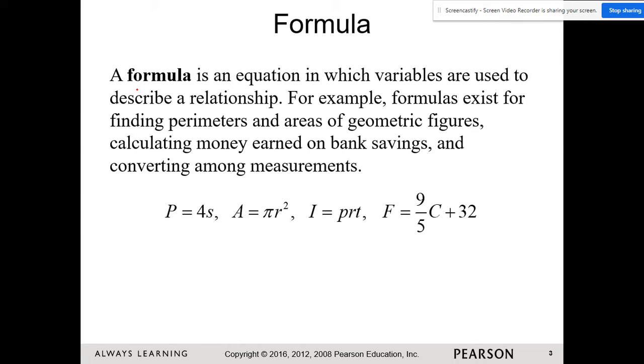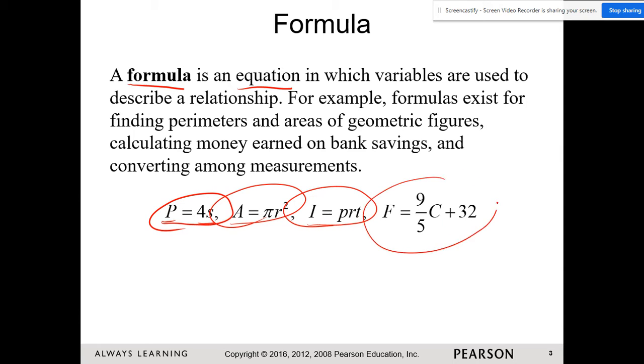Formula. Just to be clear, a formula is a type of equation, but it's something that's used in real life. For example, if I have P equals 4S, P stands for perimeter and S stands for the side. So this is actually the formula for the perimeter of a square. Some useful formulas to know: area of a circle. Interest is equal to the principal times the rate times the time. This is converting Celsius into Fahrenheit for temperature.